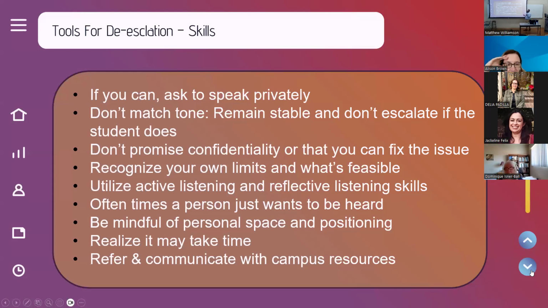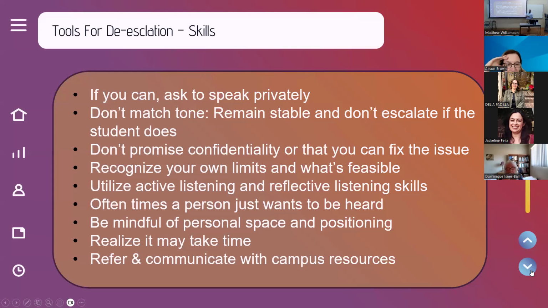Don't promise confidentiality. None of us, I think anyone in the room, is a confidential resource. So you don't say, hey, if you tell me these things, I won't have to tell anyone. A lot of times we have that idea that we want to create that safety for someone, but it actually hurts in the long run because there are some things that you might have to tell someone. So then you don't want to have to deal with that on the back end.